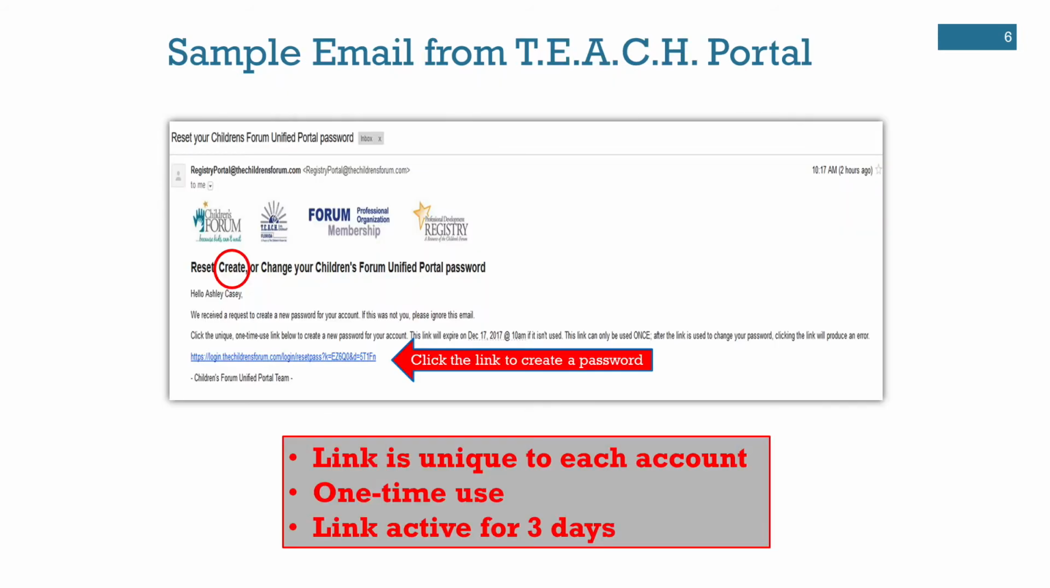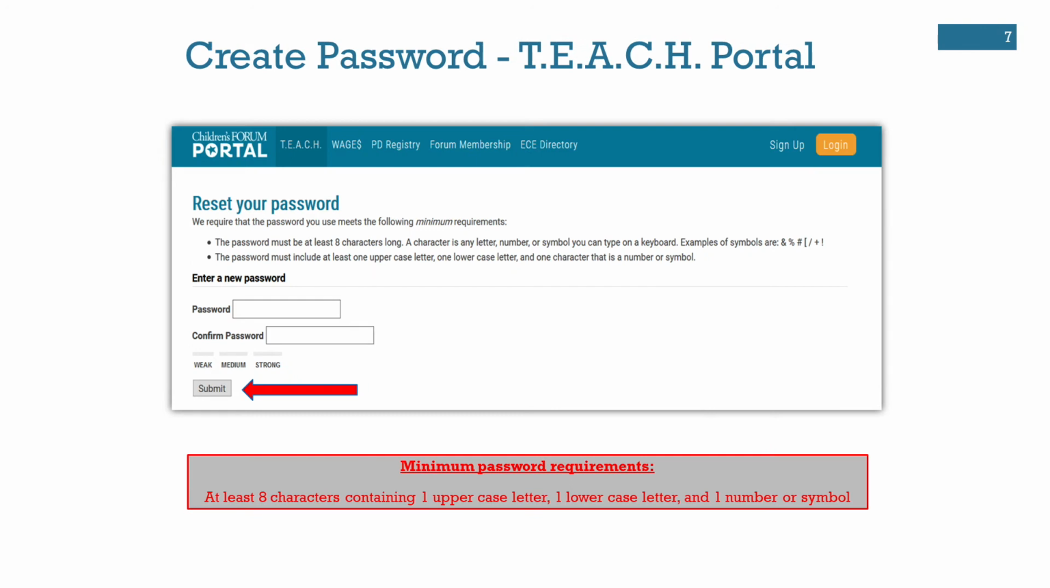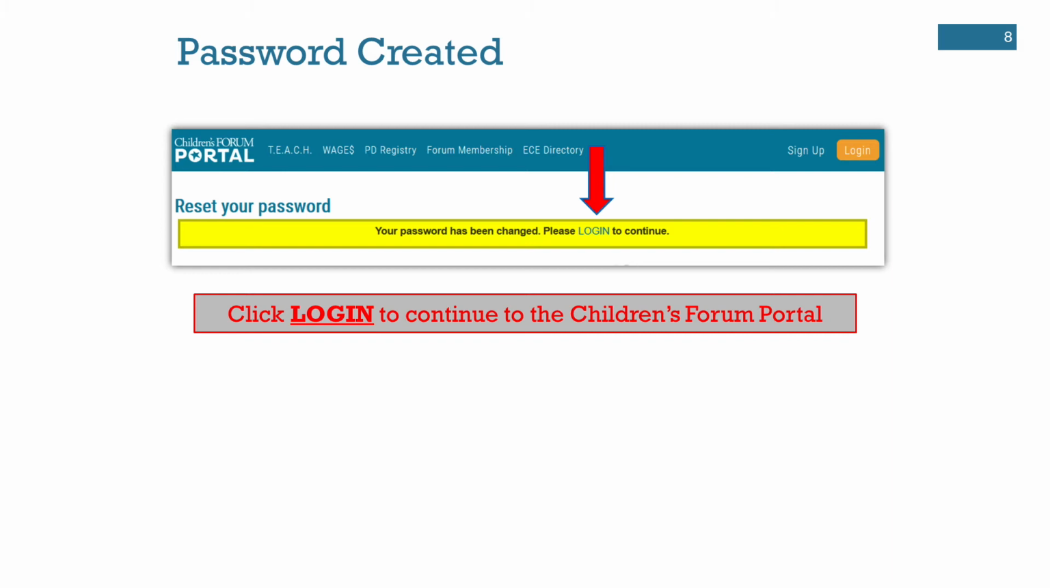Here's a sample of what the verification email will look like. The link can be used once, is unique to each account, and is active for only 3 days. By clicking the link, users will be directed to the Children's Forum portal to create a password. Passwords must be at least 8 characters long, containing at least 1 uppercase letter, 1 lowercase letter, and 1 number or symbol. Now a password has been created.